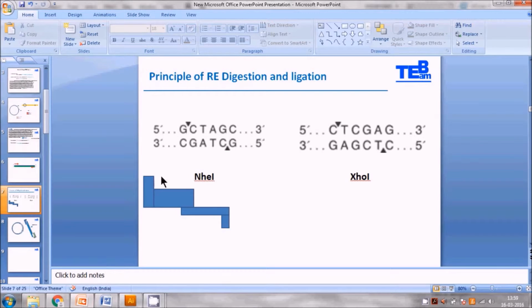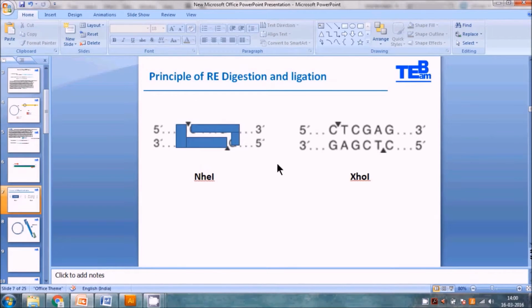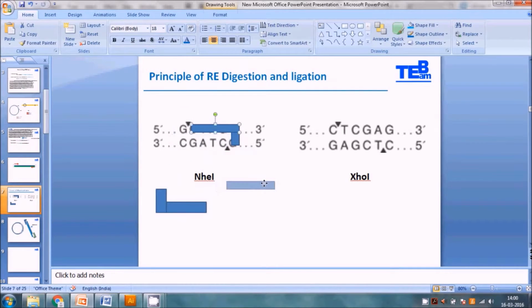If you cut something here and you cut something here, it will remove, let's just hide this part, it will remove this part. So after cutting, it will remove this part and this part. So at the end you will have two portions. One is this, and one is this.